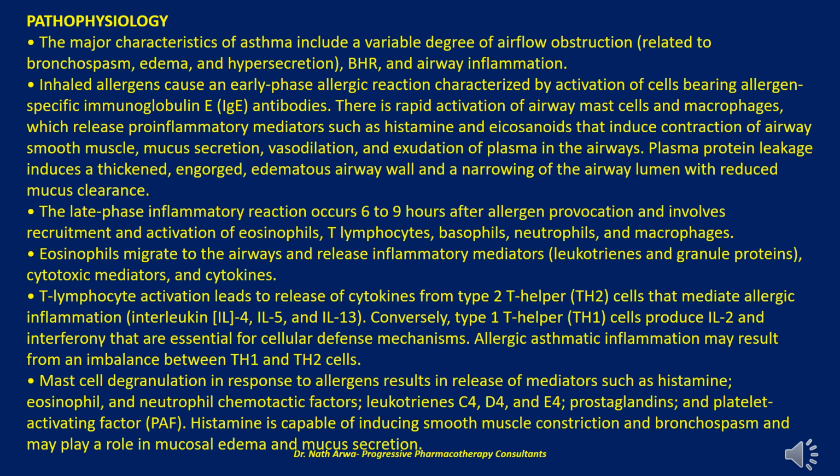6. Mast cell degranulation in response to allergens results in release of mediators such as histamine, eosinophil and neutrophil chemotactic factors, leukotrienes C4, D4, and E4, prostaglandins, and platelet activating factor, abbreviated as PAF. Histamine is capable of inducing smooth muscle constriction and bronchospasm and may play a role in mucosal edema and mucus secretion.